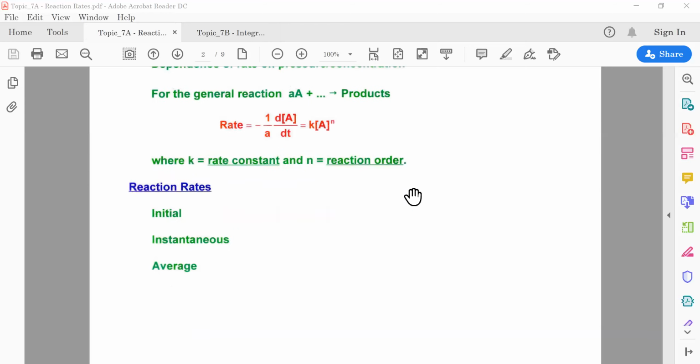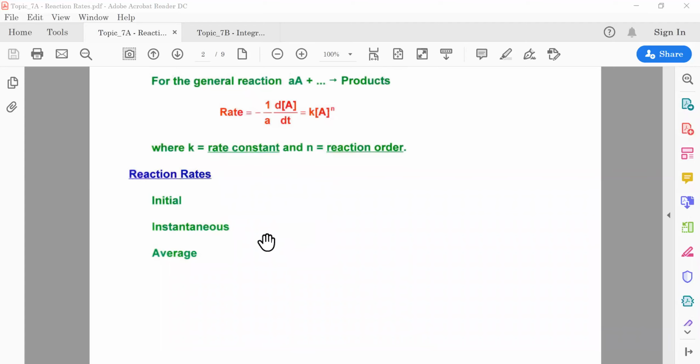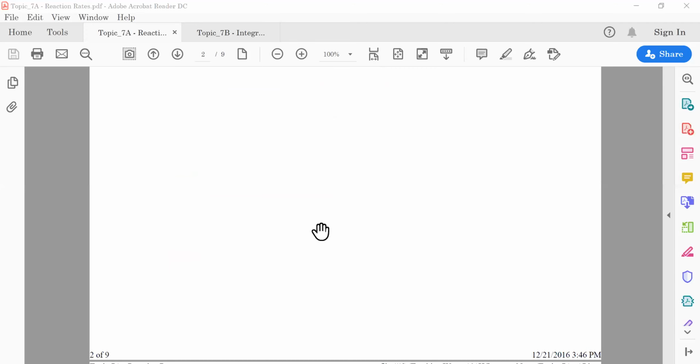Now, reaction rates, as we'll see a little bit later here, can be classified as three different types. One is called the initial reaction rate, which is self-explanatory. It's the rate of the reaction at the very beginning. Another one is called the instantaneous reaction rate. And a third is called the average. And we'll see the difference among these three as we look at several examples today. And we'll discuss what their significance is and how they're related to each other and so on.